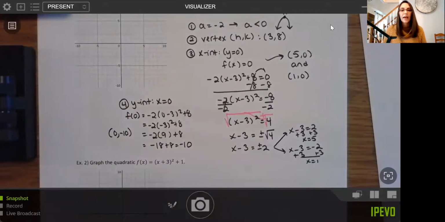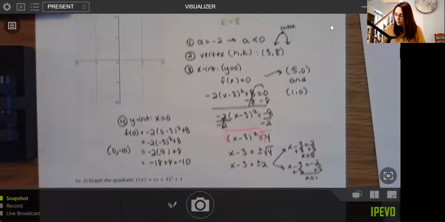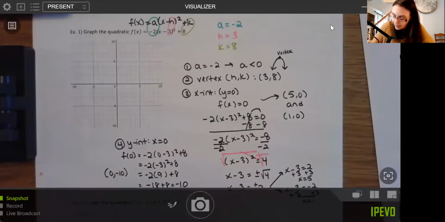All right, so let's start with that. That's quite a lot of points here already. I already have 4 points. I have 2 x-intercepts, I have a y-intercept, and I have my vertex. And I also know the general shape. So let's start graphing, and then if we feel like we need more points, we can always plug in other values if we want. All right, so I'm going to start with my vertex at (3, 8).